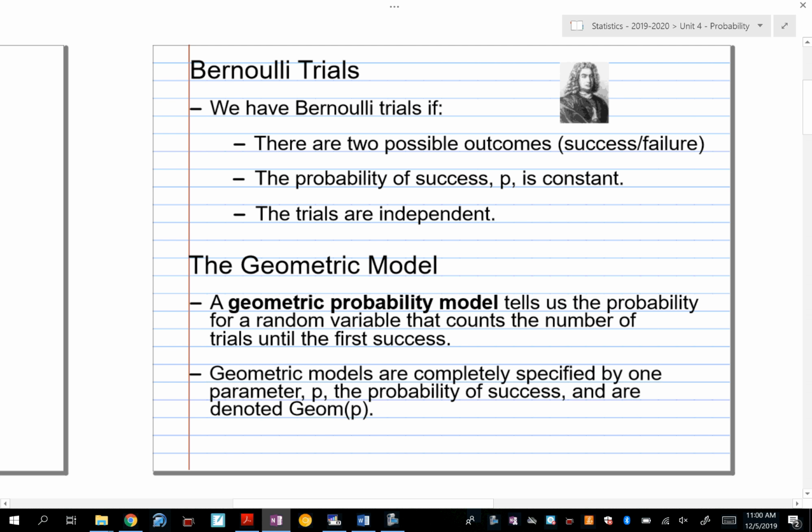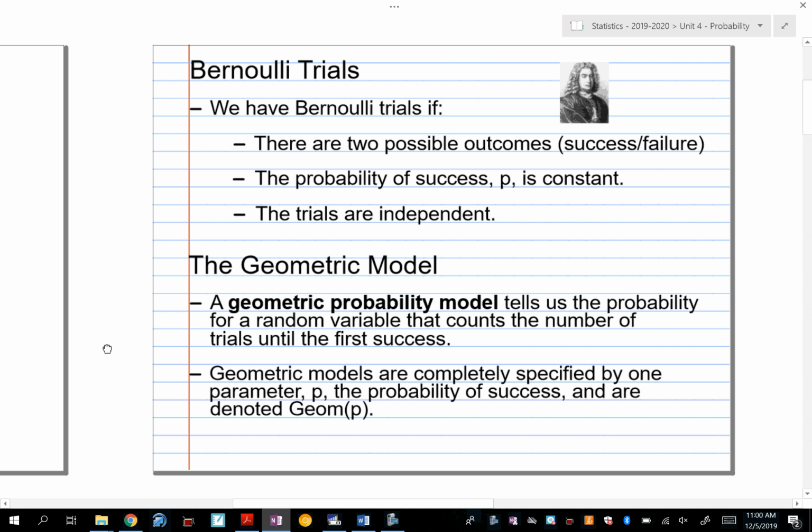So there's really three things you're looking for to be considered Bernoulli. The first one is that you only have two outcomes, either a success or a failure. If you're looking at a situation and there are more than two outcomes, it's not a Bernoulli trial. Once you check that box, you're asking yourself, is the probability of success constant? Is it the same every time? If that's a yes, then the very last one is, are the trials independent?